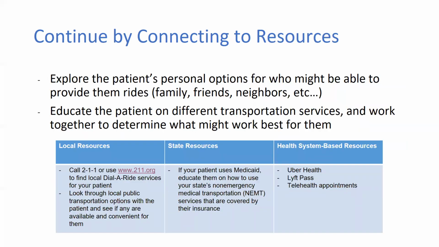And once you've determined their needs, you should explore different options for them to get to those places. That might be someone's personal contacts. Ask them if they've got family members, friends, or neighbors who can provide them rides or provide them vehicles, if they are still able to drive, to help them get where they need to go and help them establish those connections and have those conversations with those individuals.